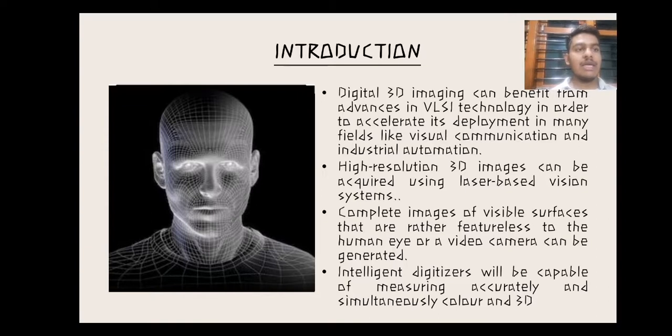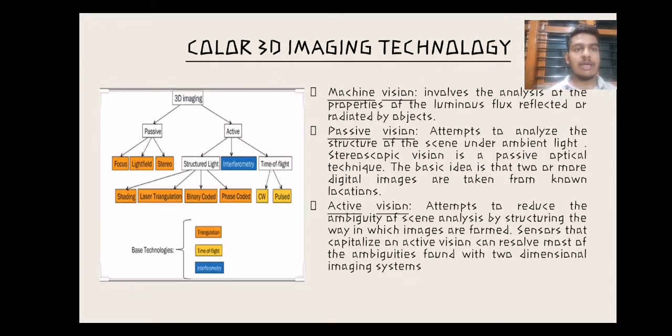Digital 3D imaging can benefit from advances in VLSI technology in order to accelerate its deployment in many fields like visual communication and industrial automation. High resolution 3D images can be acquired using laser based vision systems. Complete images of visible surfaces that are rather featureless to the human eye or video camera can be generated. So, color 3D imaging technology.